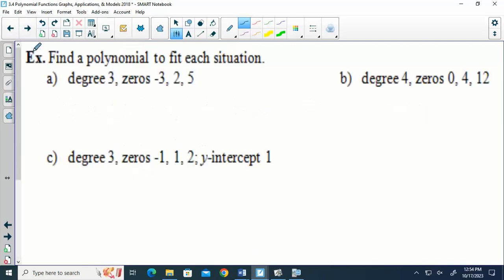Let's try to create a polynomial for each of these situations. So we kind of had some of these on our homework last night, so we've seen them before. Degree of 3 tells me 3 zeros, and I gave you all 3 zeros. If negative 3 is a 0, what does my polynomial have to have in it? If 2 is a 0, and if 5 is a 0.